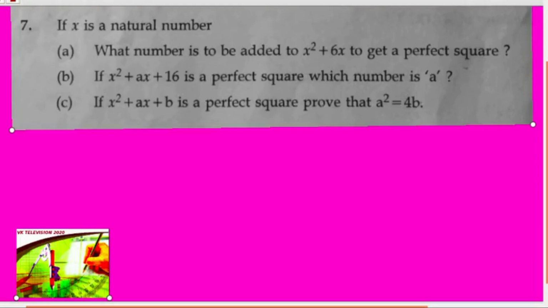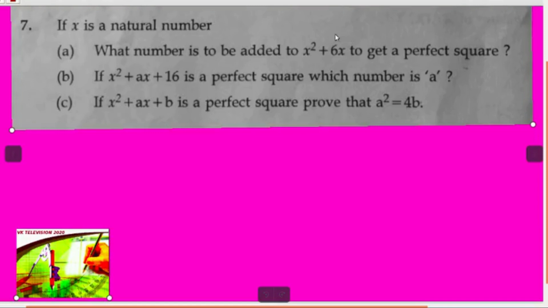If x is a number, what number is to be added to x square plus 6x to get a perfect square? If x square plus ax plus 16 is a perfect square, which number is a? If x square plus ax plus b is a perfect square, prove that a square is equal to 4b.